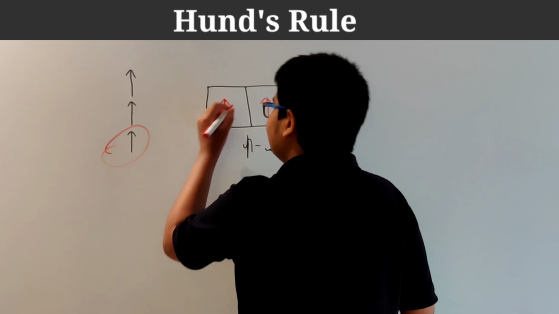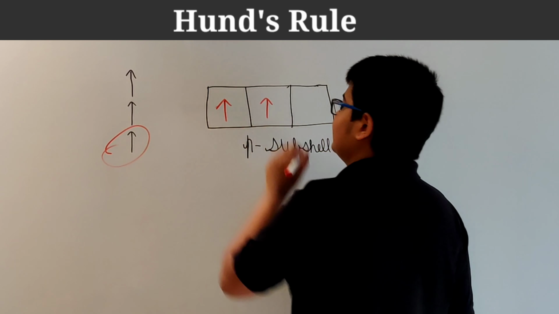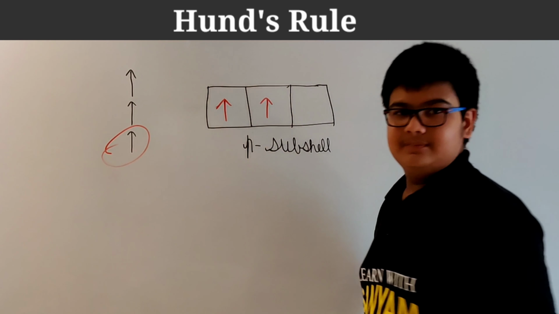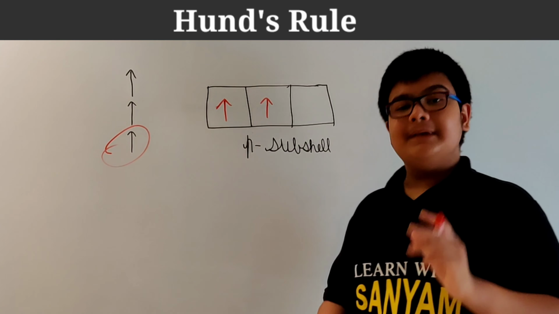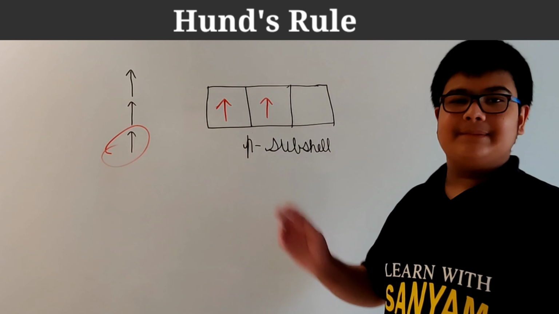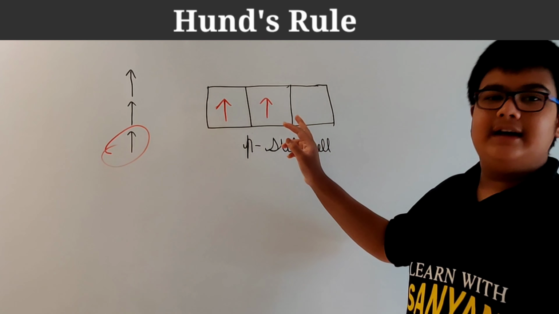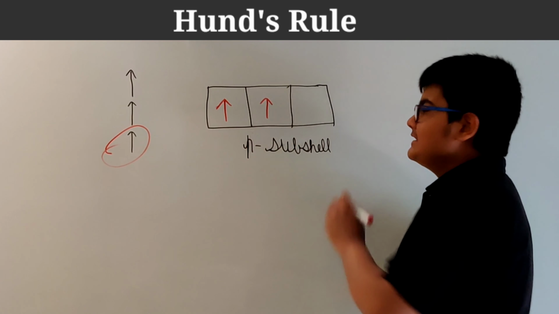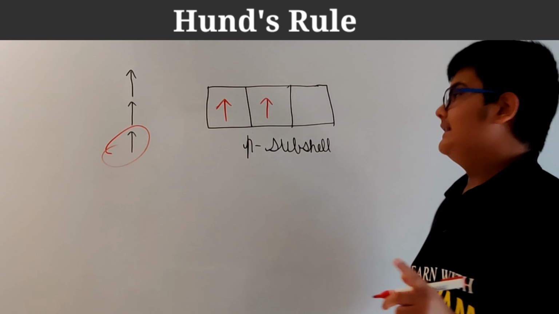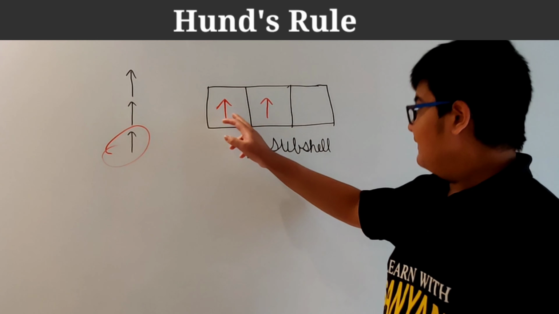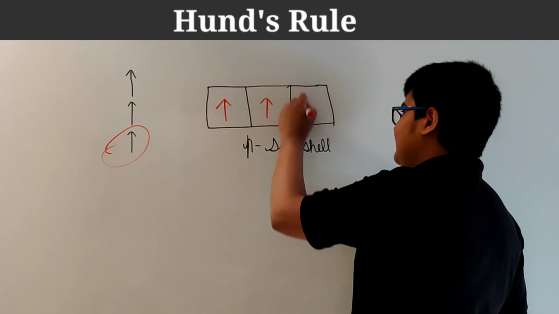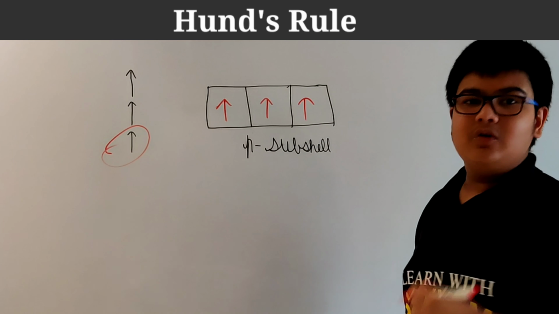Can we place it in the first orbital? No. Can we place it in the second orbital? No. Why? Because the pairing of electrons will not take place until all the orbitals are filled, or have one electron each. So as this third orbital is not having one electron, it is empty, that's why the pairing cannot take place. So this electron has to go into the third orbital according to Hund's rule.